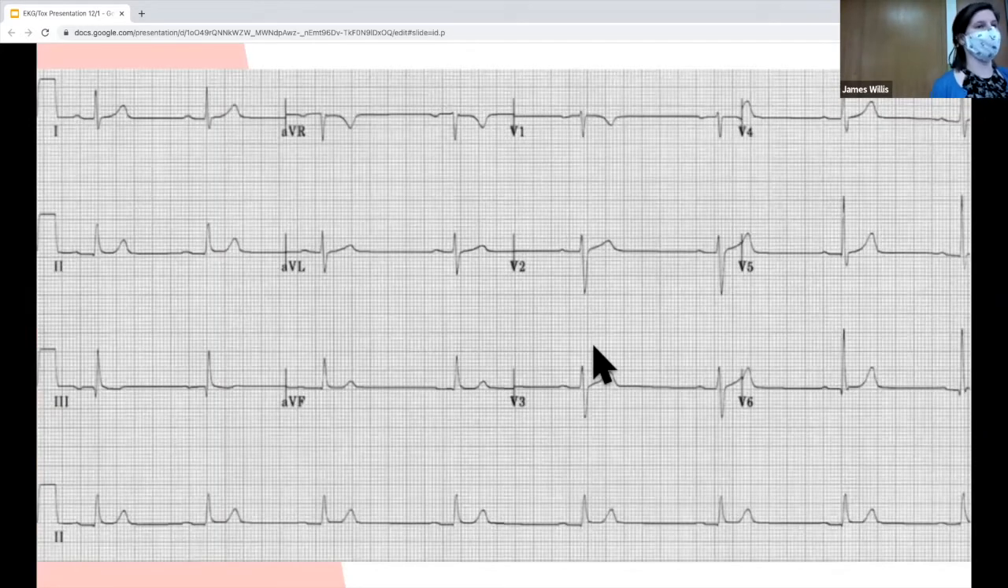Could I get a junior to give me the rate and rhythm of this EKG? 56, okay. 56 to 60. Okay, so bradycardic, keep it simple. And what is the rhythm?